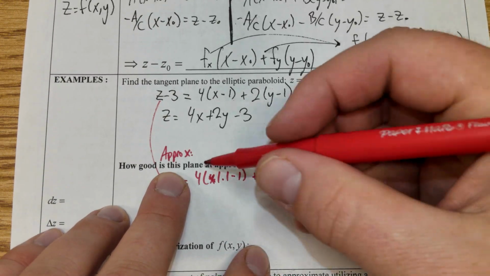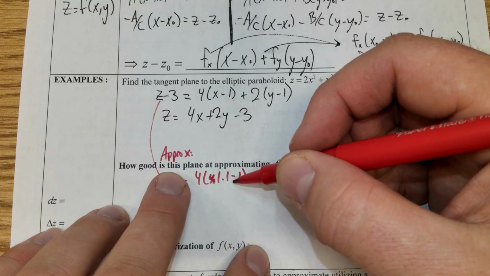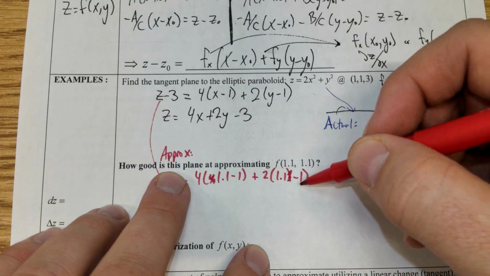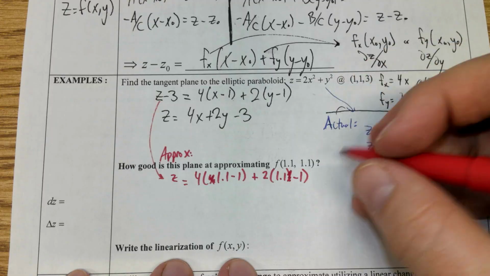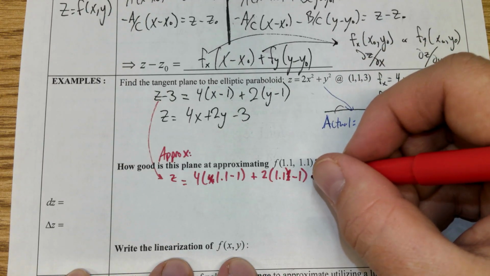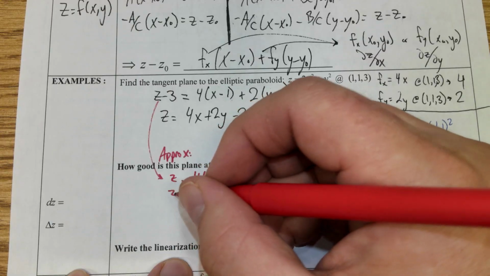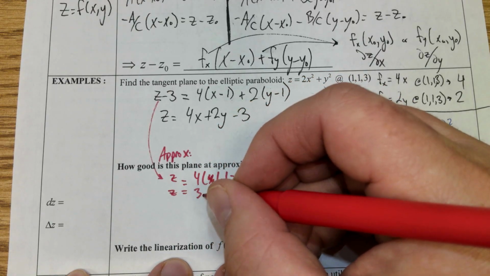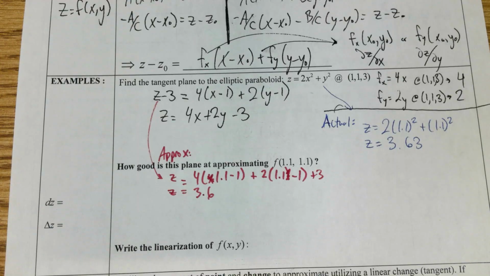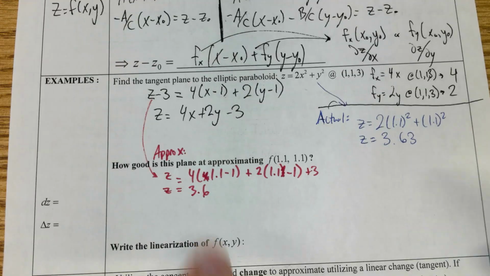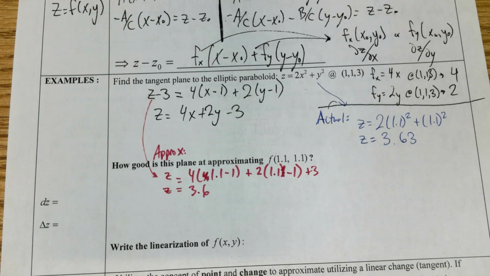But I want you to see, this is the change due to x times the change in x. The change due to y times the change in y. And then over here, I'll add the 3 at the very end, where I'd get 3.6. Very close, right? 1% difference. A pretty good approximation.